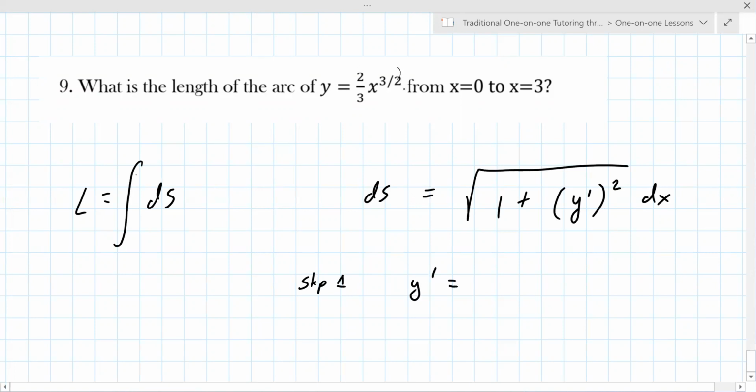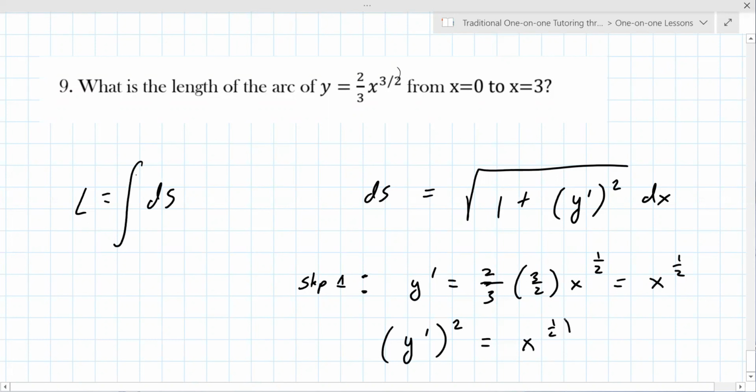So when you take the derivative of this, if you remember derivatives, sometimes you go back and forth, you've got to remember the power rule, you bring that down. It's 2/3, bring down the exponent of 3/2, x to the 1/2 power. So it just reduces to x to the 1/2, okay? And y prime, you then square it. So you actually have to square this number here. So it becomes x to the 1/2 squared, which is x.